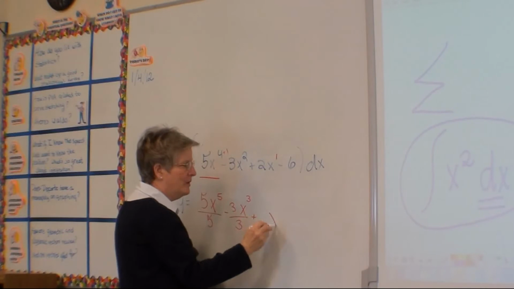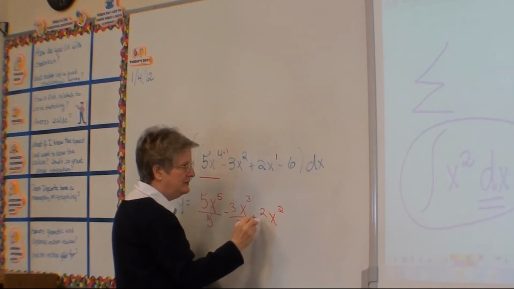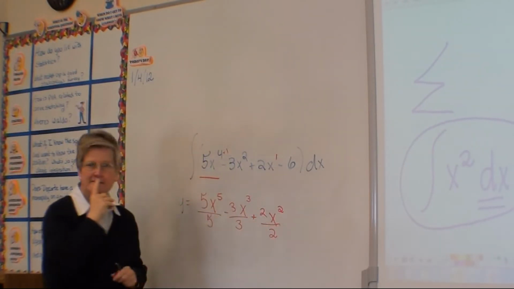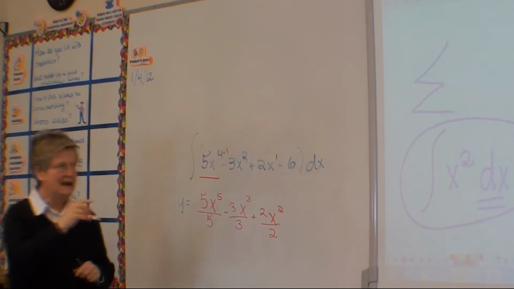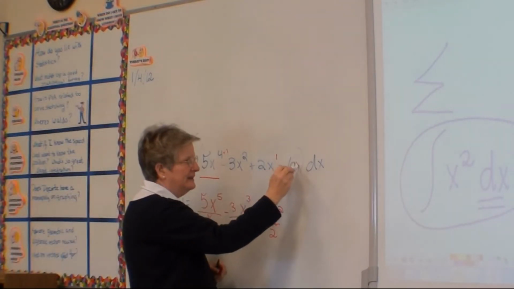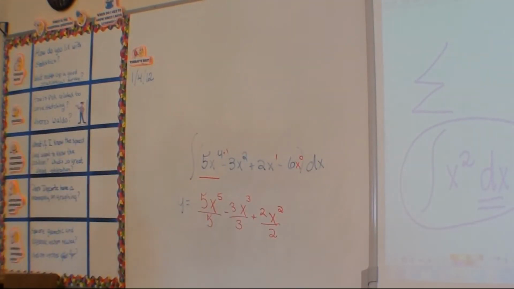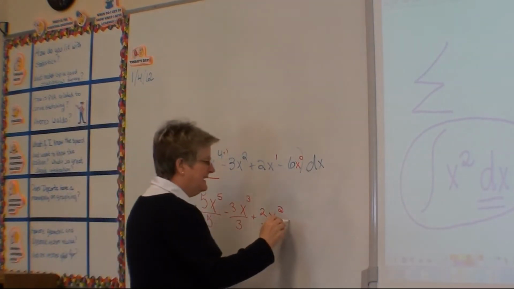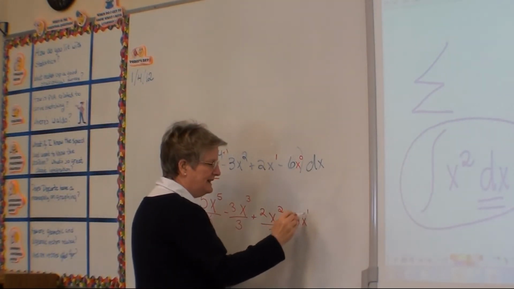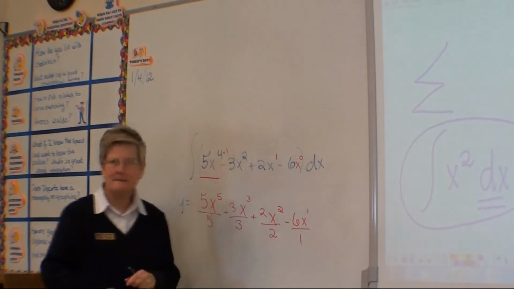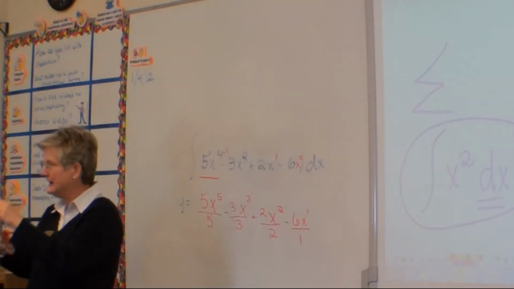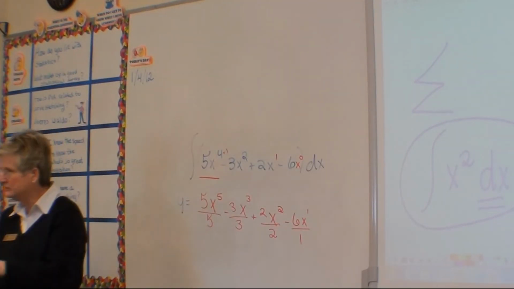Okay, now here, there's an understood 1. So you add 1, and then you divide by it. Understood here? 0. X to the 0. That's understood. X to the 0 is 1. So now we've got -6. We add 1, x to the 1 over 1. Whatever your exponent ends after you add 1 to it, that's what you divide by.